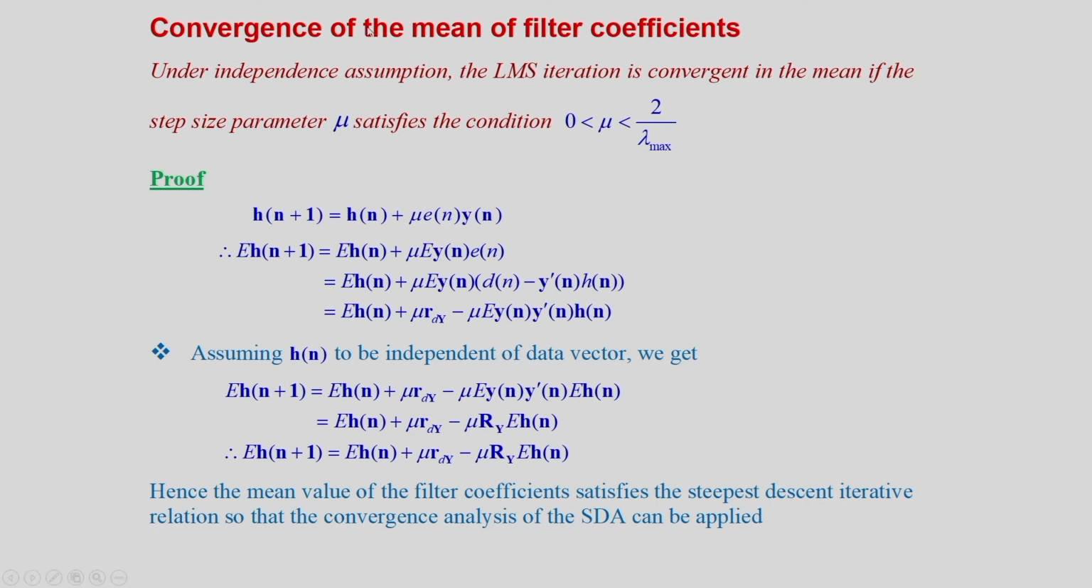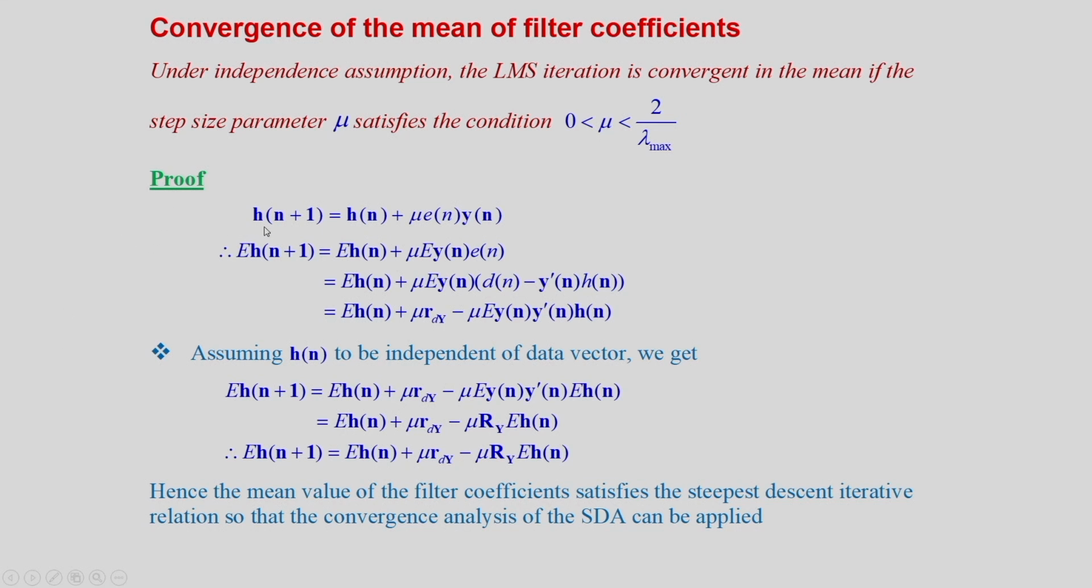First, let us see the convergence of the mean of the filter coefficients. When iterations proceed, whether the mean of the filter coefficients converge. Under the independence assumption, the LMS iteration is convergent in the mean if the step size parameter mu satisfies the condition, that is mu lies between 0 and 2 by lambda max. This is same as the SDA condition.